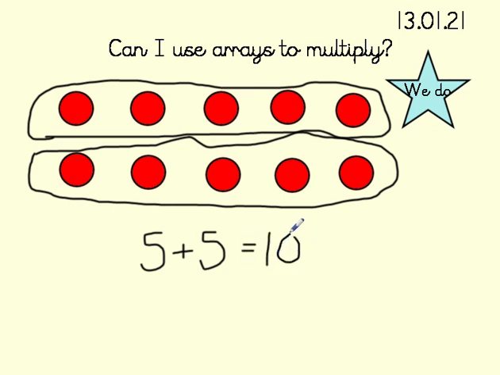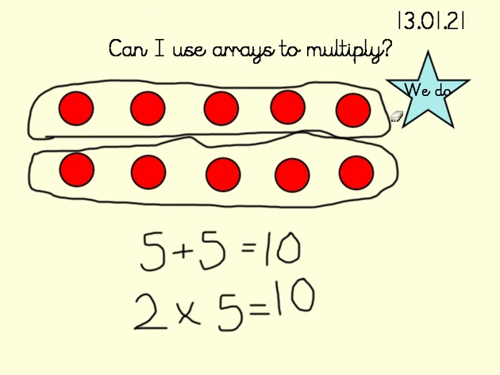Let's write that as a multiplication sentence then. So I know I've got 2 rows of 5, I've got 2 lots of 5, so I write that as 2 times 5. 2 lots of 5 equals 10. Is there another way to write a multiplication for this array? Have a think.